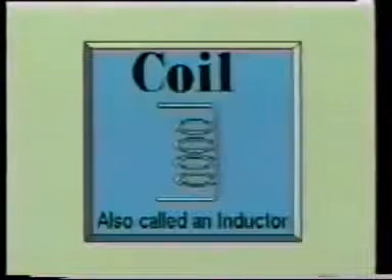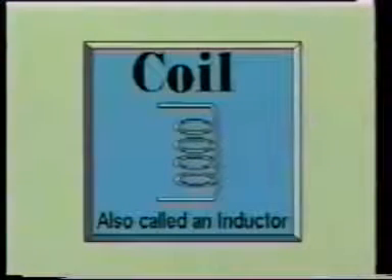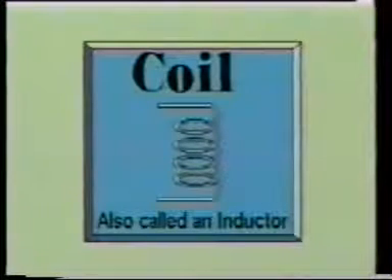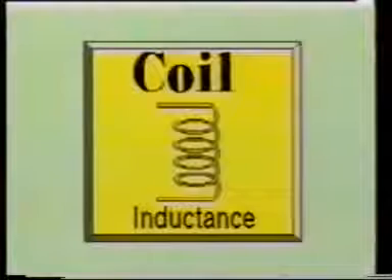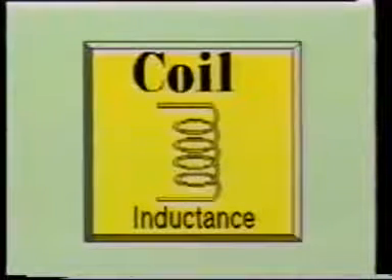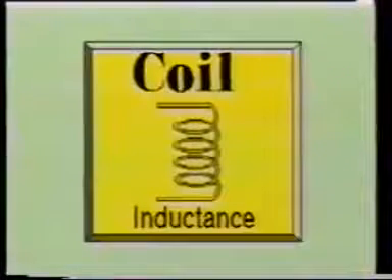We will begin our discussion of transformers with the coil. After all, a transformer is basically two coils which are electromagnetically coupled together. An important quality of a coil is its ability to oppose any change in current passing through it. This property is called inductance.